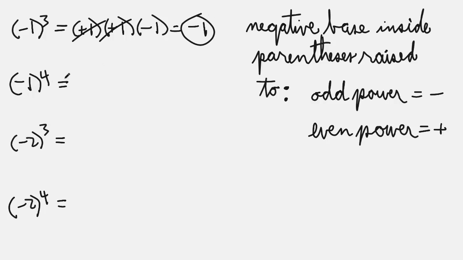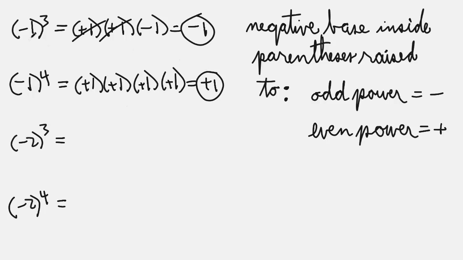Now let's try it with negative 1 to the 4th power, 4 being an even number. That's negative 1 times negative 1 times negative 1 times negative 1. Doing the double dagger, bam, bam, and then bam, bam. So that answer is positive 1. So notice, negative number inside parentheses raised to an odd power, answer is negative. Negative number inside parentheses raised to an even power, answer is positive.